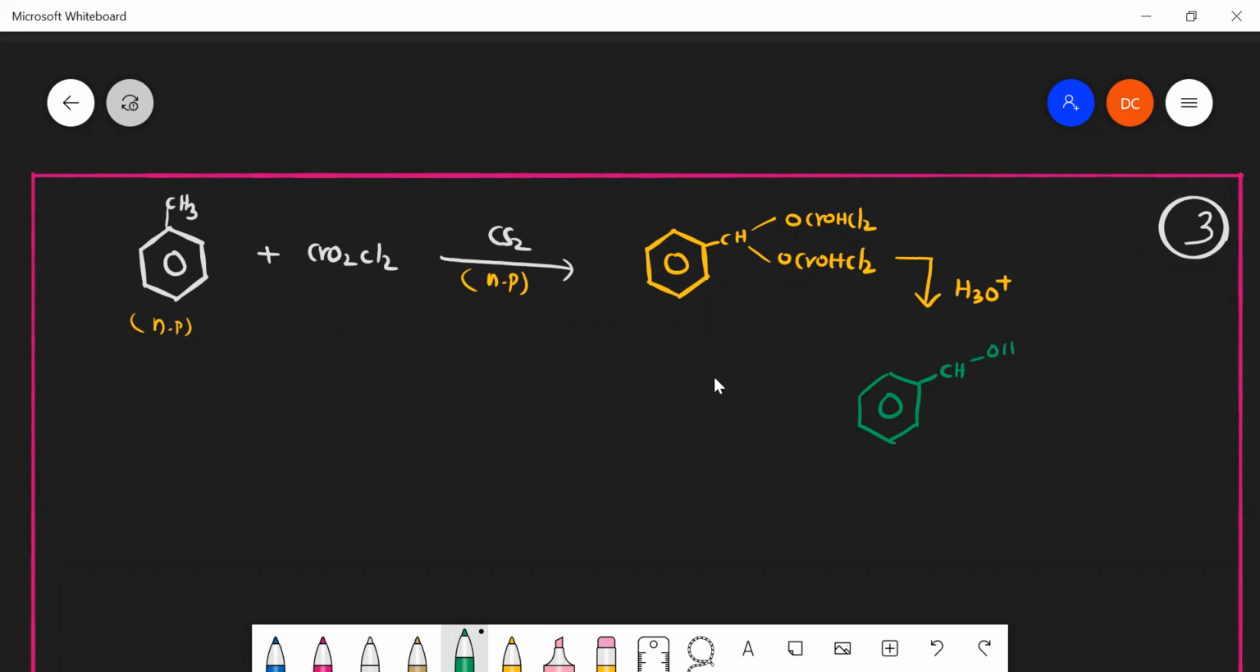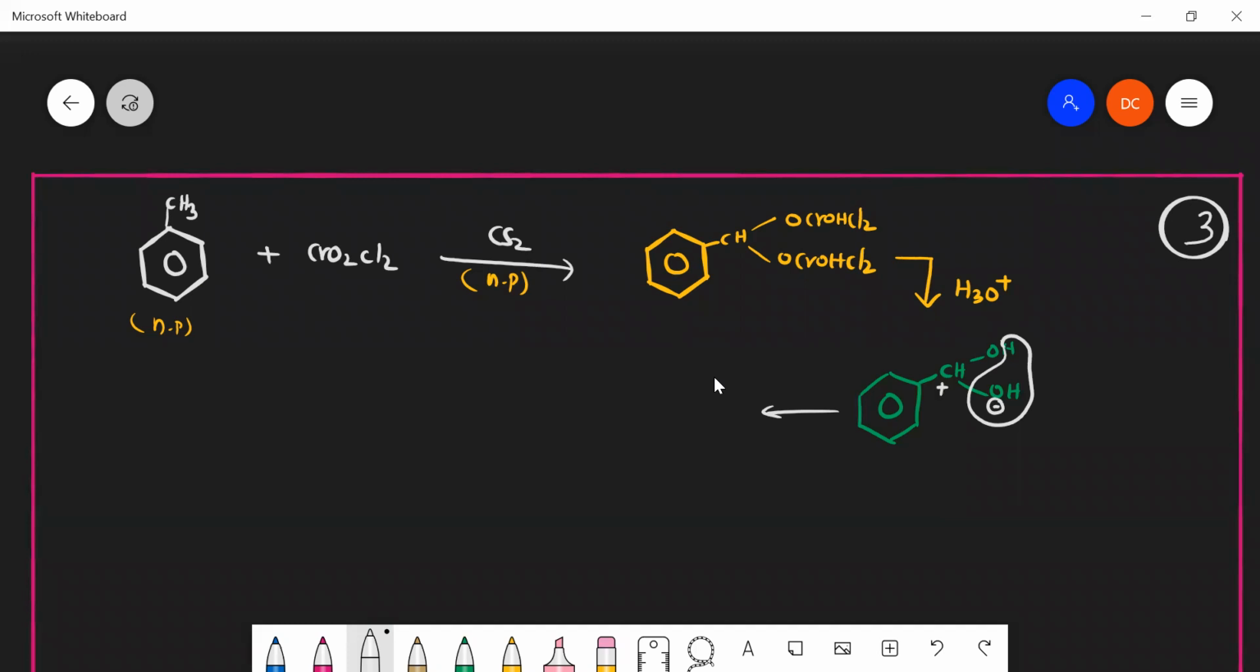CH, here OH, here OH. In a single carbon, two OH groups are there, so it can try to leave as a water molecule. So then what will be my product? It can leave as OH minus. It will leave out as OH minus.